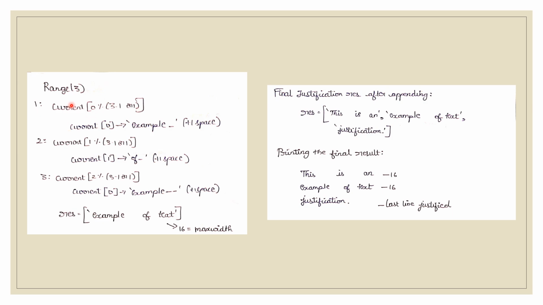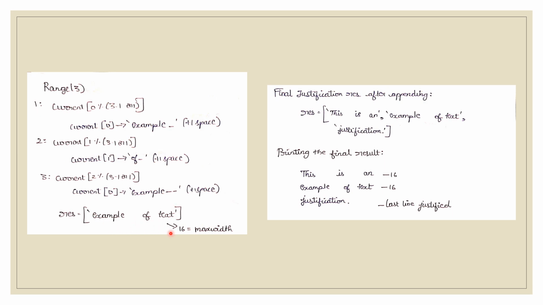During our first iteration, 0 mod 2 gives remainder 0. So "example" will be added with one white space. During the second iteration, "of" will be added with one white space. During the third iteration, "example" will again be added with one extra space. So the final result line is going to look like "example of text" with evenly distributed white spaces.